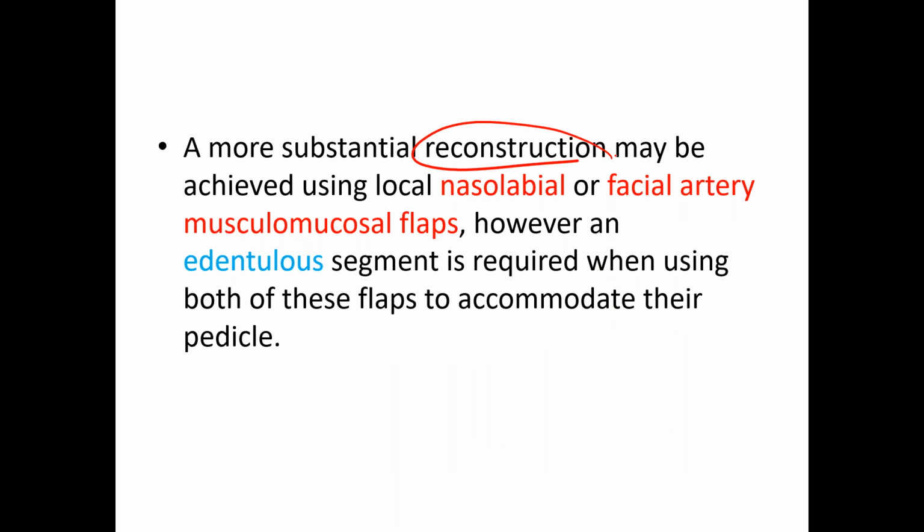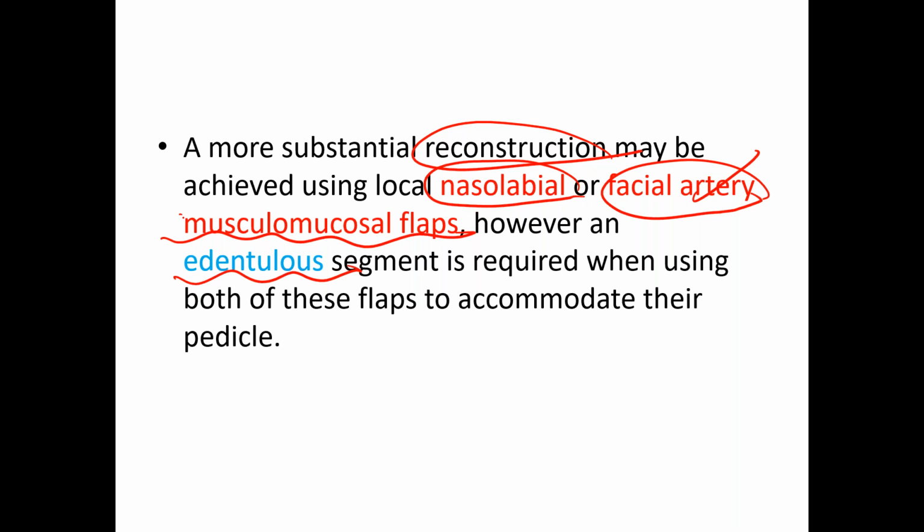So reconstruction, how do you do reconstruction? A nasolabial or facial artery related myomucosal flap in an edentulous patient. The facial artery myomucosal flap is what you should use for the floor of the mouth.